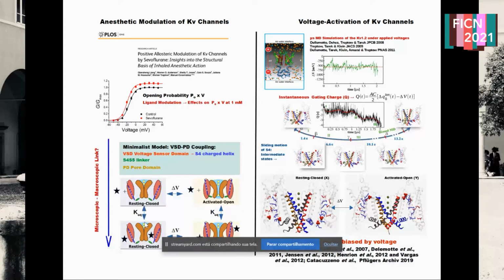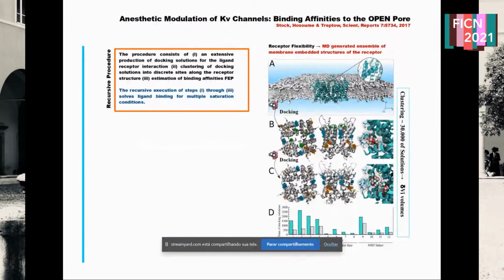to solve that cycle. And we start our investigation by looking at the interaction of SEVO on the open pore structure of Kv1.2. We have investigated that interaction by means of docking and free energy calculations. And very briefly, we start by simulating the channel in a phospholipid bilayer in order to generate a large ensemble of conformations as shown here.